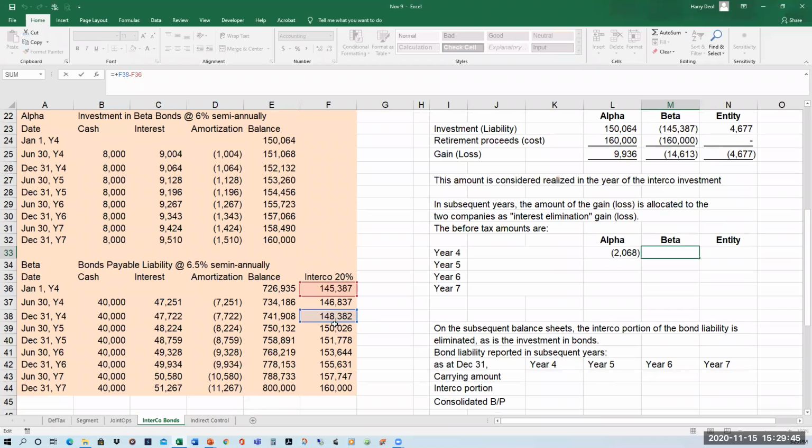As far as beta is concerned, there's a gain arising from interest elimination, because you're eliminating the interest, right? So that's the important bit to remember. Due to the elimination of the interest on the liability, there's going to be a gain of 148,382 minus the 145,387, or $2,995. For the entire entity, you have a loss of 2,068, a gain of 2,995. For the entire entity, there is a gain of $927.